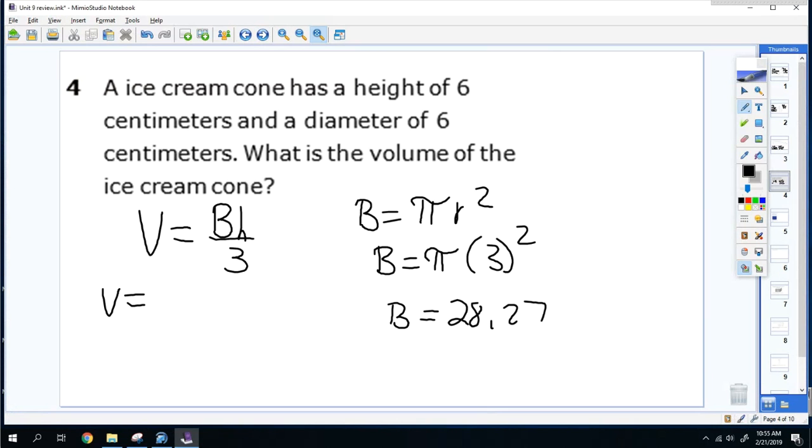Plug that in. You get 28.27 times the height of the cone, which is 6, but then you divide by 3 because it is a cone. When you do that, you get 56.55.